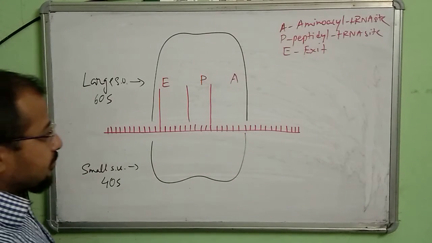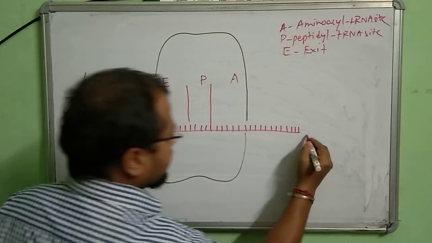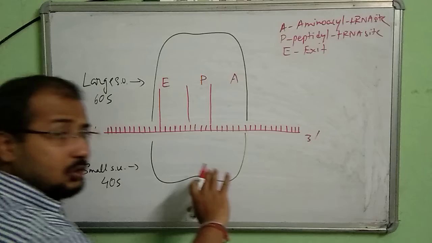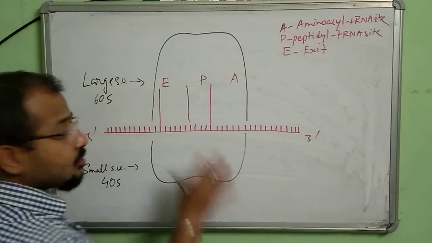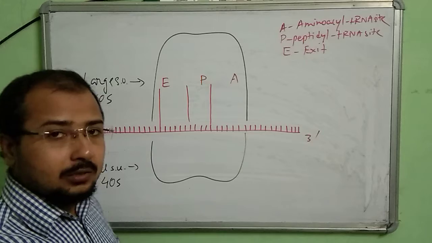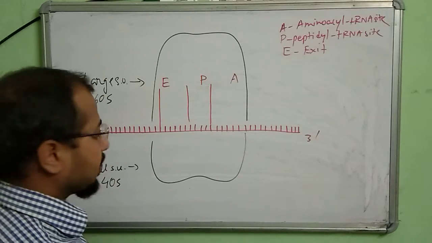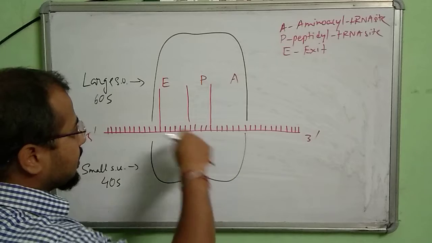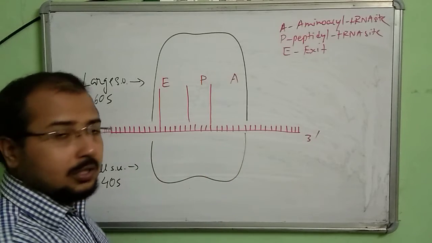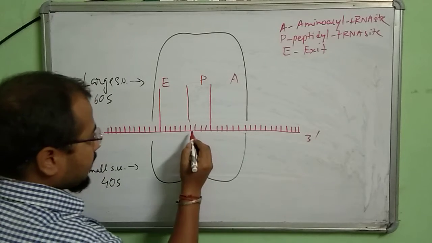See, first of all, for this mRNA, if I give it a 5 prime, it is the 3 prime here. The mRNA needs to fix in the ribosome in such a way that its AUG codon should be placed at the P site. You have to keep this in mind. The mRNA should be fixed inside the ribosome in such a way that its AUG codon is at the P site.